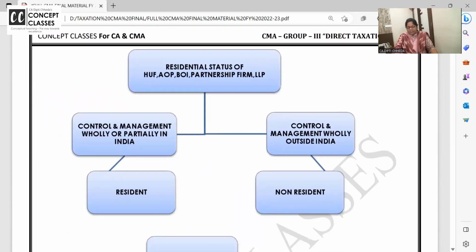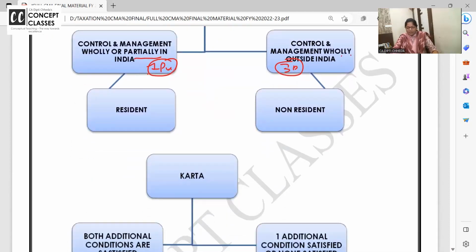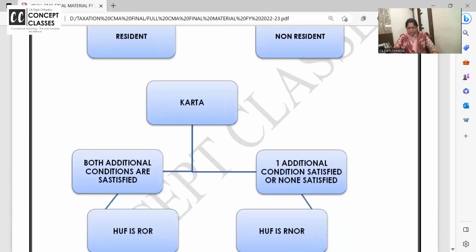Now, residential status of Hindu undivided family, AOP, BOI, partnership firm. If control and management is partially or wholly in India, even 2 out of 4 partners are in India, that partnership firm is resident in India. If control and management is partially in India, suppose one partner is controlling from India, 3 partners are outside, still that partnership firm is resident in India. Control and management wholly outside India, non-resident.